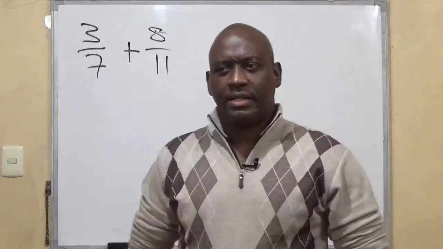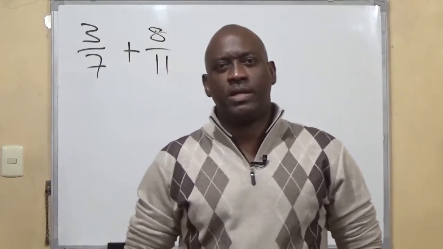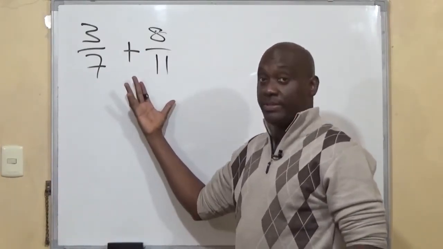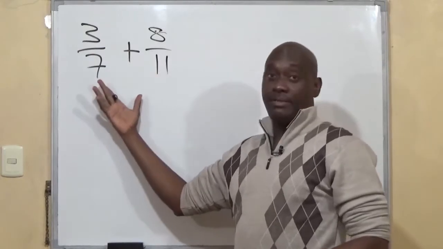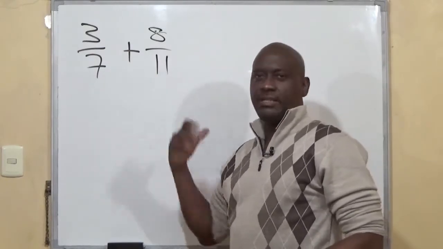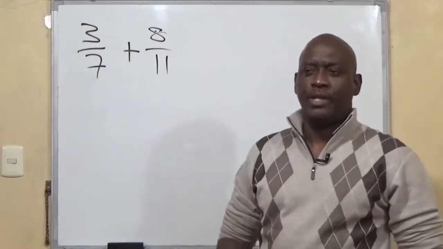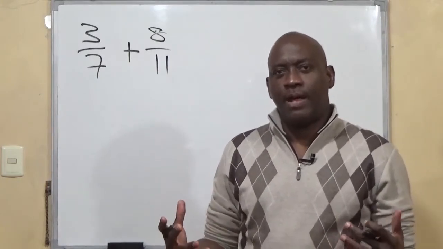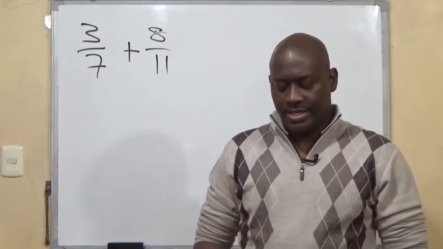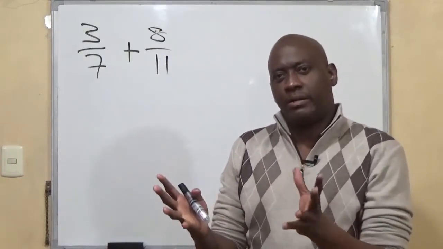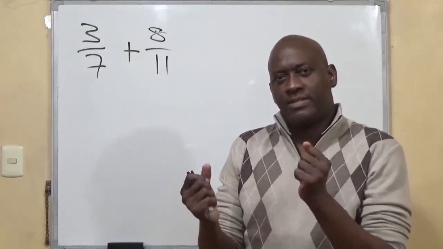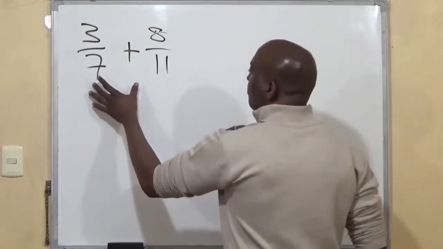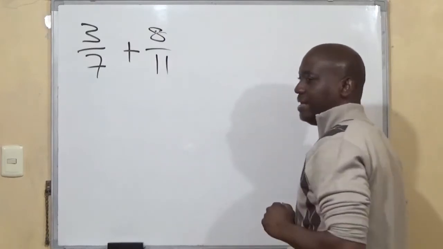In a case like that, because there's no clear multiplicative relationship between the two, 11 is not a multiple of 7, and 7 is not a factor of 11. Because there's no clear relationship between the two, we have to do something else. And what we do is that we look for some other number. We look for some number that is a multiple of both 7 and 11.